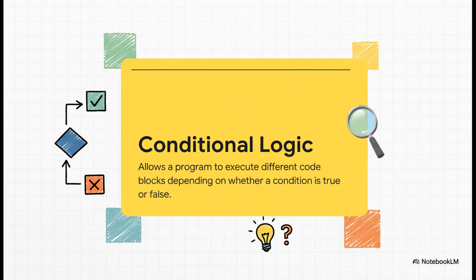If it's raining, I'll take an umbrella. Otherwise, if it's sunny, I'll wear sunglasses. And if it's neither of those, well, I'll just go outside. It's that simple branching logic that lets your app actually react to things.